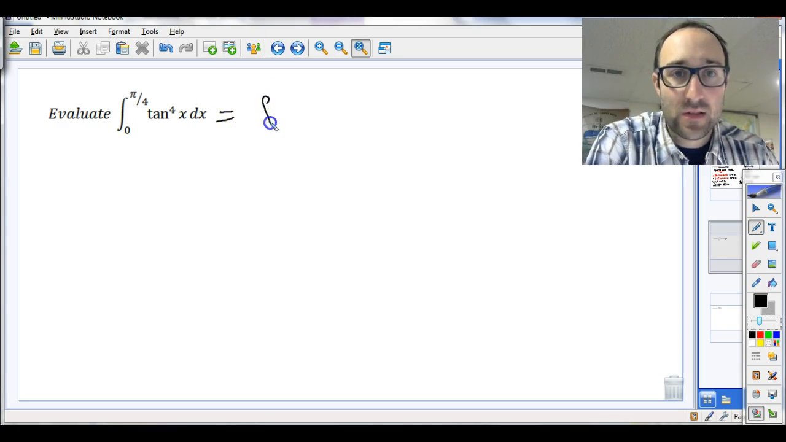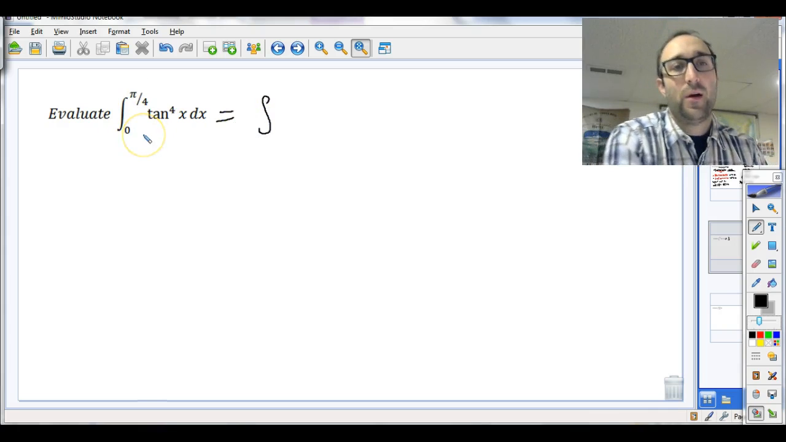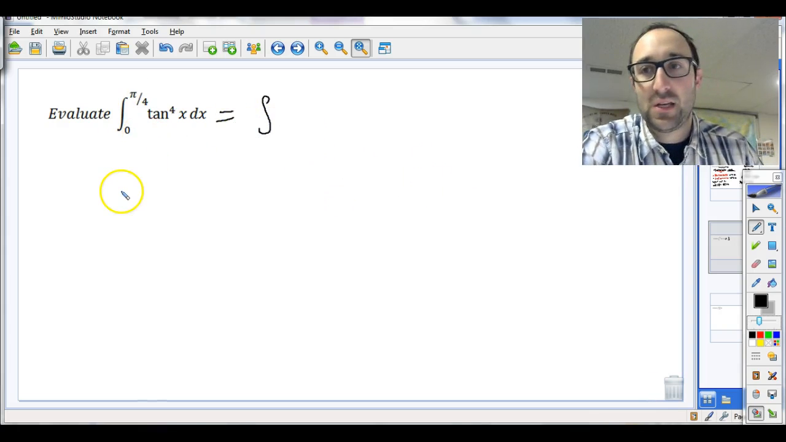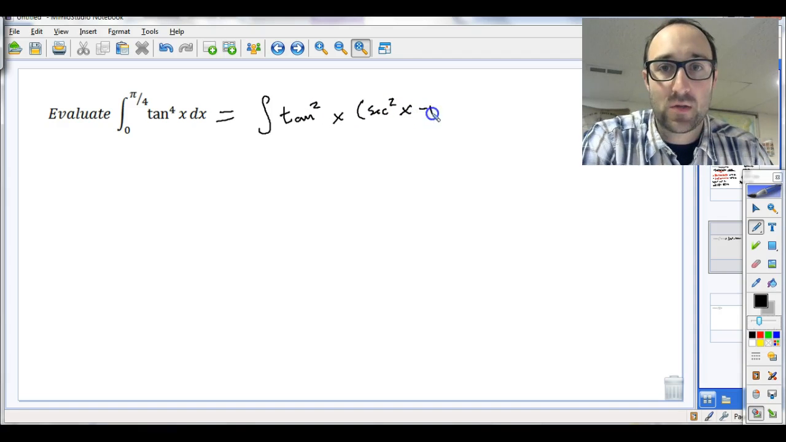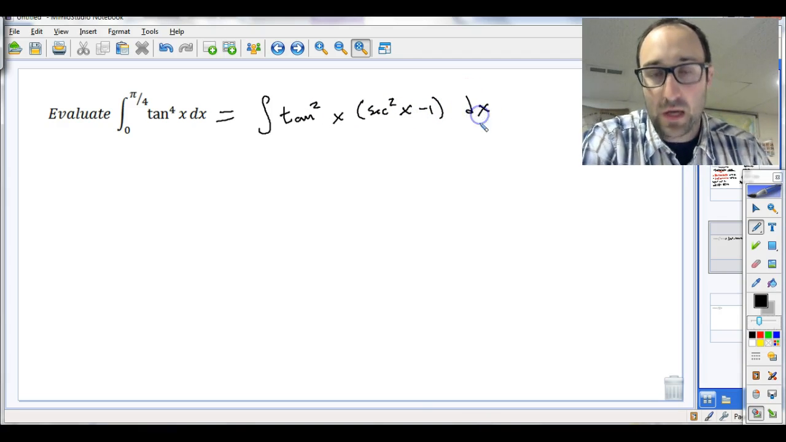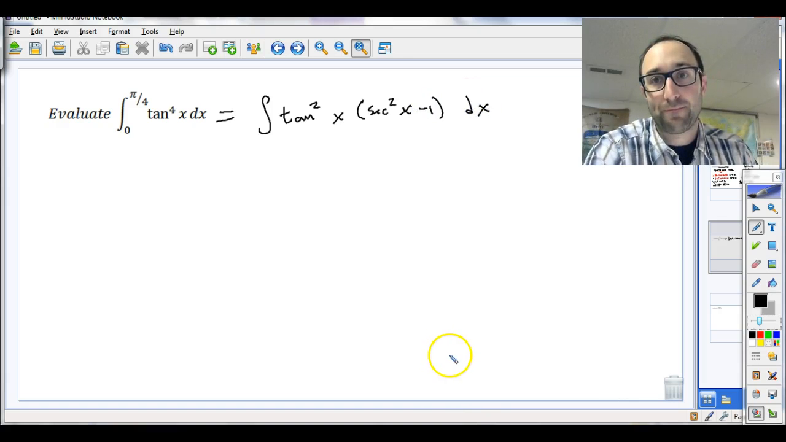So if I take this integral, I'm going to forget about the constraints in here. I'm just going to make it an indefinite integral, and then we'll put those in later. So I'm going to say this is going to be tangent squared x times secant squared x minus 1 dx. Alright? So you say, now what do I do? That's a little bit better.